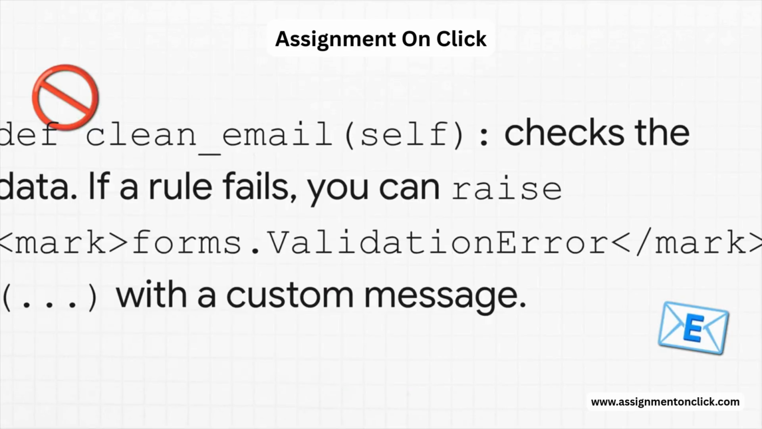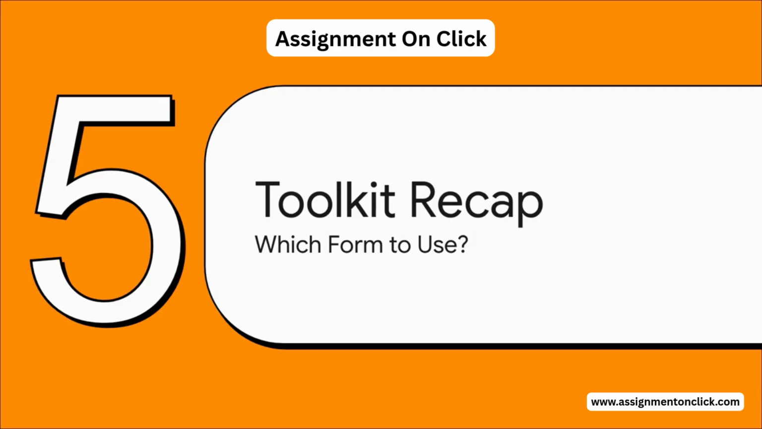Here's a perfect example. Inside our clean_email method, we grab the email address that Django has already cleaned for us. Then we run our custom check. Let's say we don't want anyone signing up with an @example.com address. If we find it, we just raise a validation error with our own message. Django then automatically shows that error to the user right next to the email field. It's that easy.